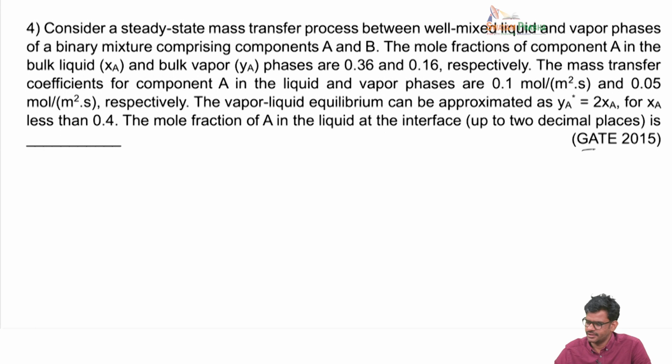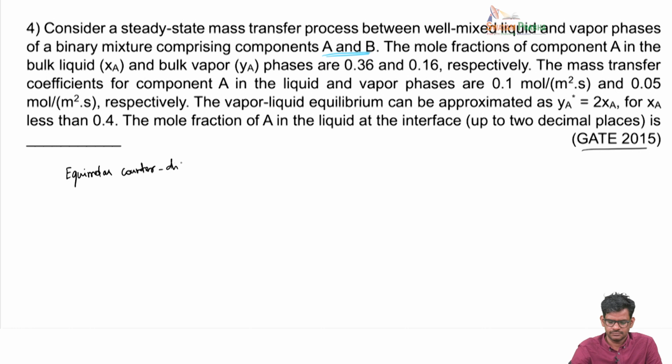So this is a GATE 2015 question. Consider a steady state mass transfer between well mixed liquid and vapor phases of a binary mixture comprising components A and B. So this is clearly not a diffusing-non-diffusing B. It is actually an equimolar counter diffusion because both phases contain A and B. So both are diffusing in both phases. So the type of mass transfer in this case is equimolar counter diffusion. This is the type of mass transfer in this problem.